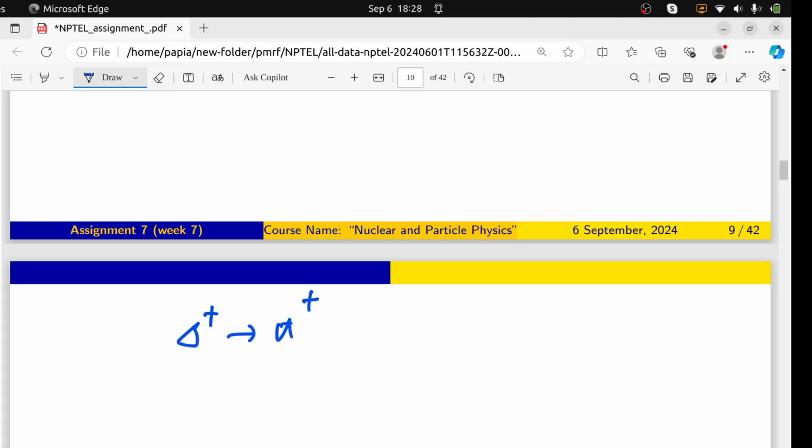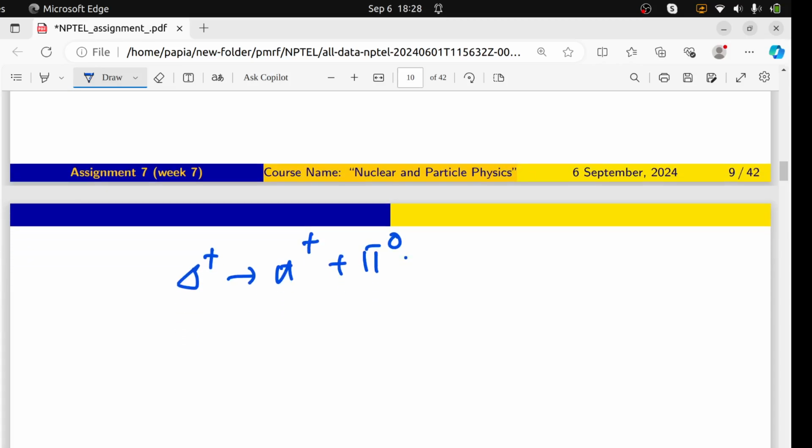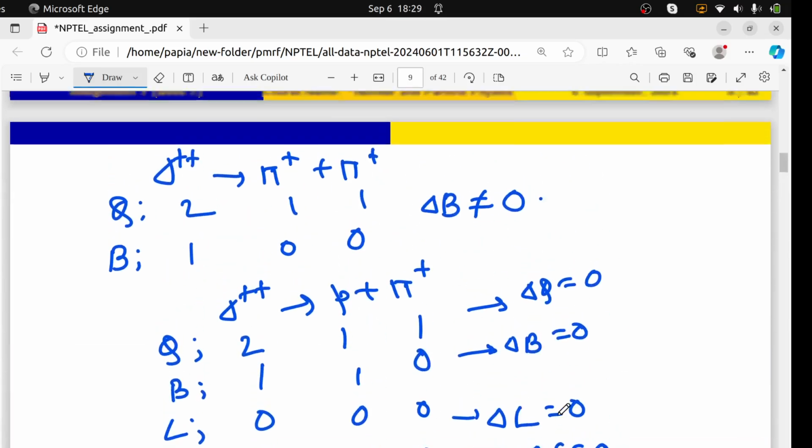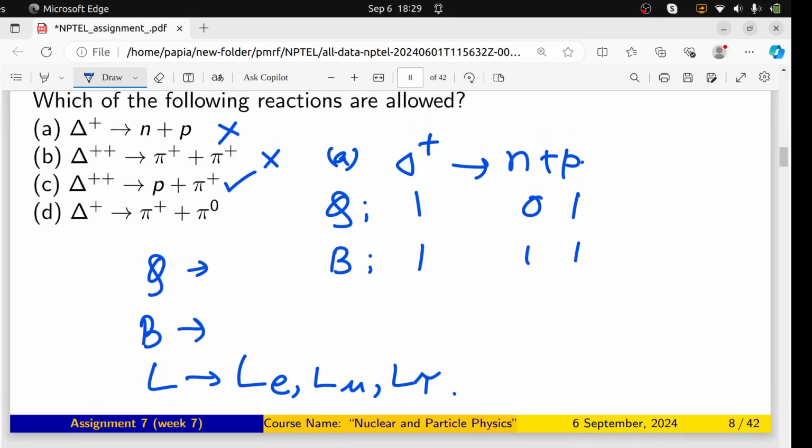If anyone can tell me what is the reason that it will not happen, then it will be very good. Charge is fine. Can anyone tell me? I think it's very simple. So baryon number is 1. This is not baryon, right? This is also not baryon. So delta B is not equal to 0. So again this is also forbidden. Okay, so the correct answer is C.